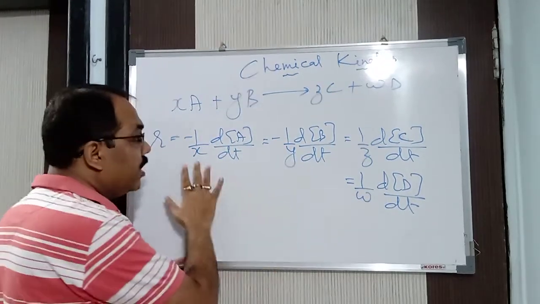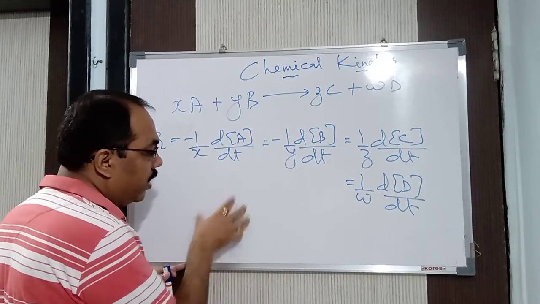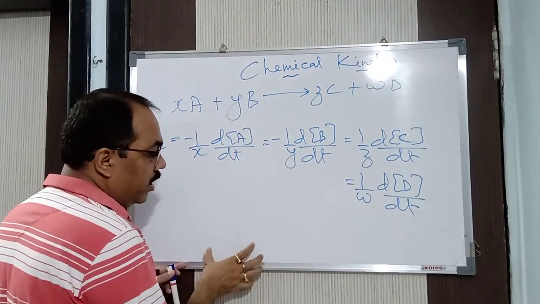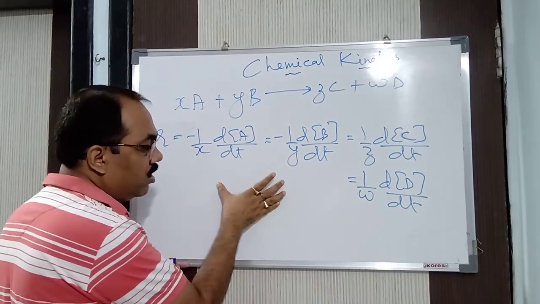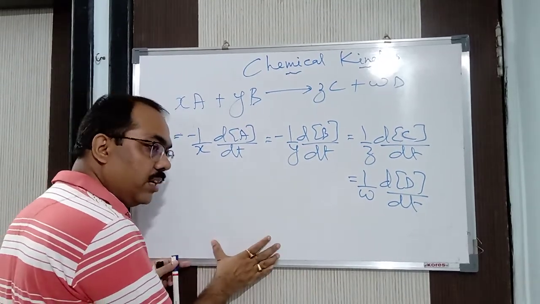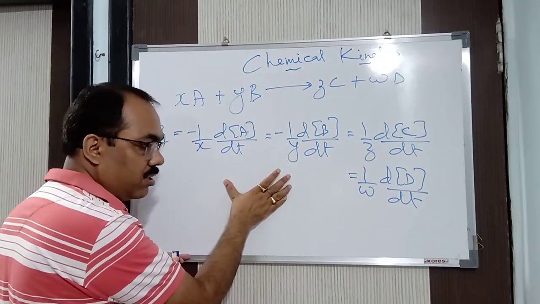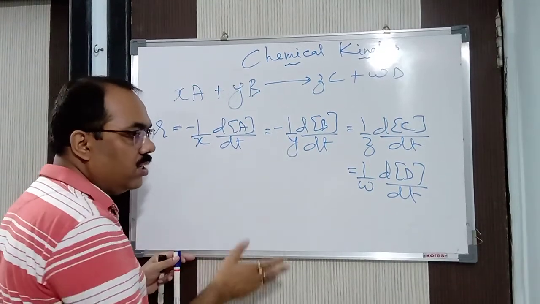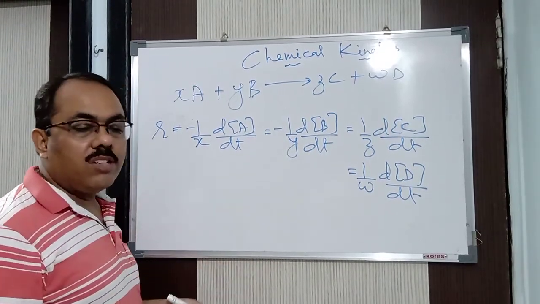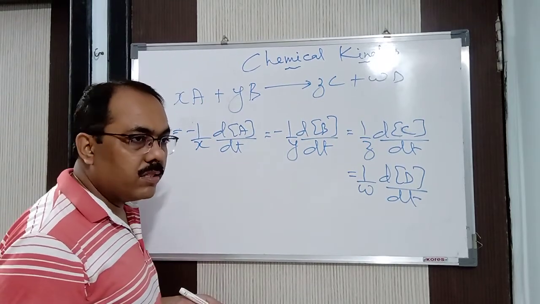When the equation is given, then this is the formula that is used. But suppose the values are given, the final is this, initial is this, the initial time is this, final time is this, then which formula will you use? You will use the formula change in concentration by change in time. Or suppose the partial pressure is given, then you will take the change in pressure by change in time. So according to the question you are going to use the formula. That's it, according to the question.